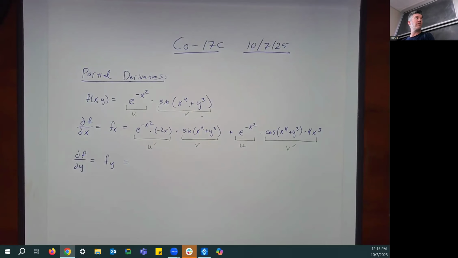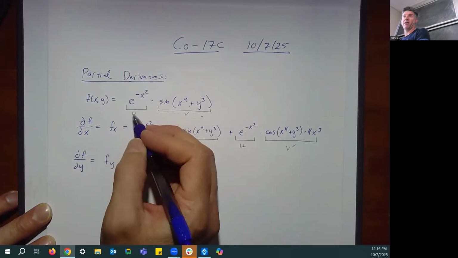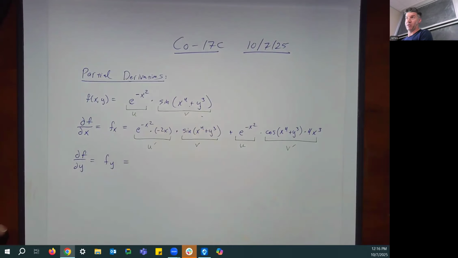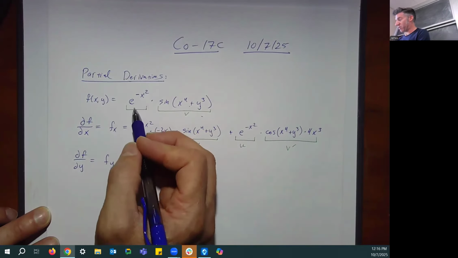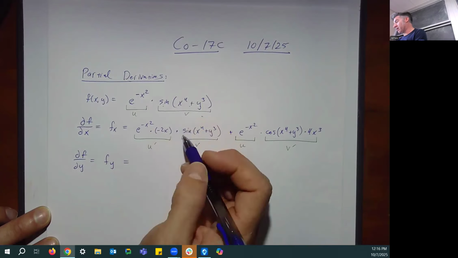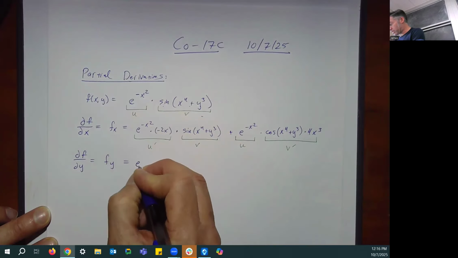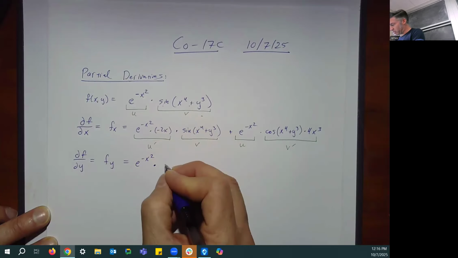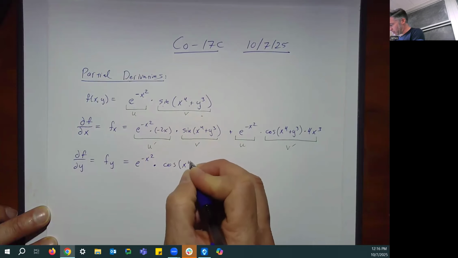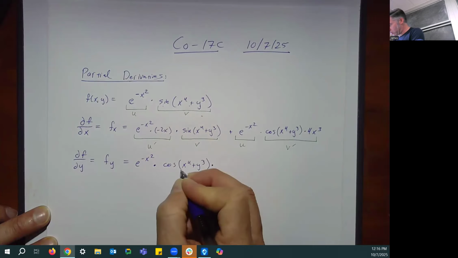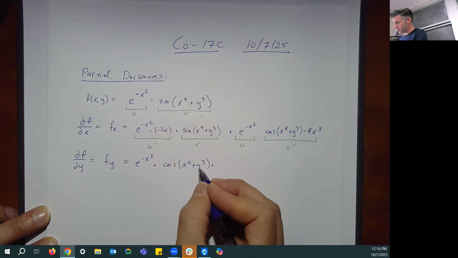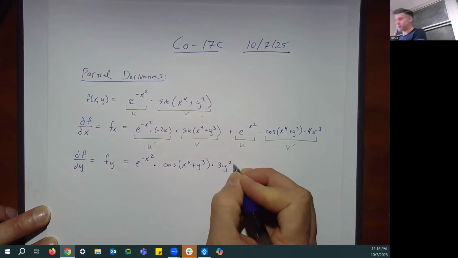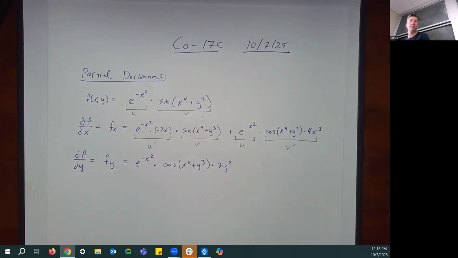So to find the partial derivative with respect to y, similar process. We're going to treat x as a constant. So this e to the negative x squared out in front is a constant multiple as far as we're concerned. When we take the derivative of e to the negative x squared times sine of some stuff with y in it, the e to the negative x squared multiple is just going to stick around, and we're going to multiply that by the derivative of sine of whatever. So that's going to be cosine of x to the fourth plus y cubed multiplied by the derivative of the inside, which is 0 plus 3y squared. That's it.